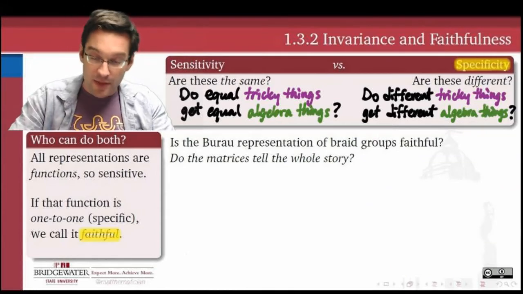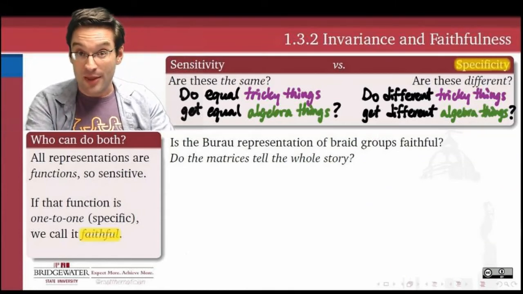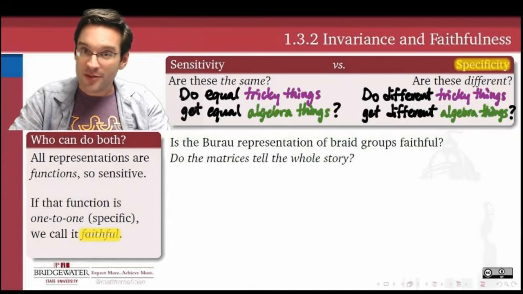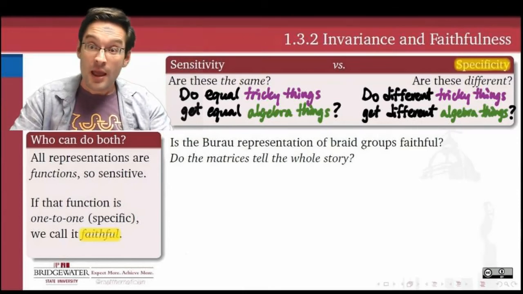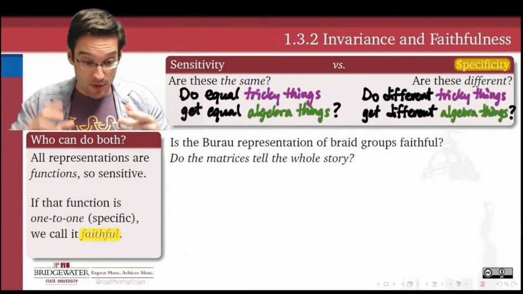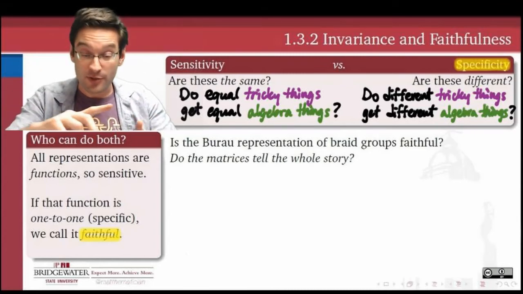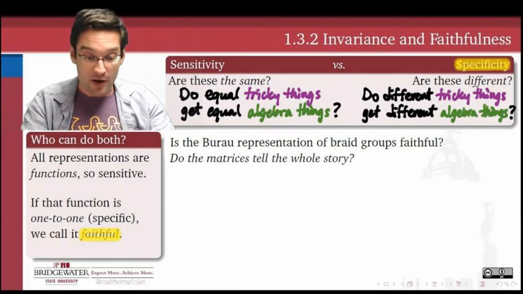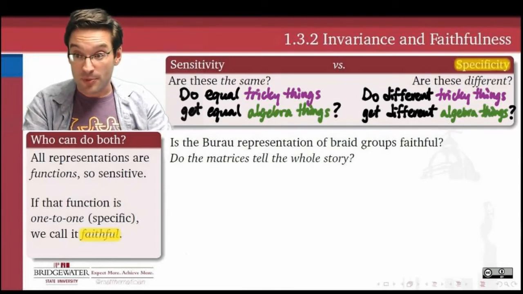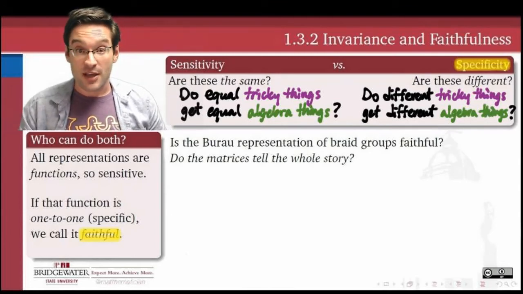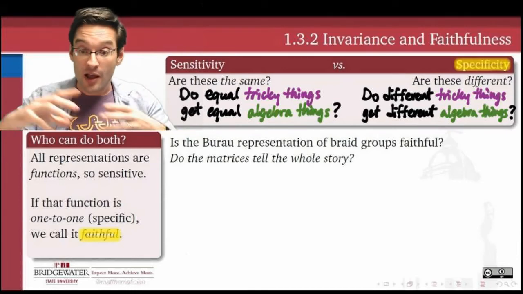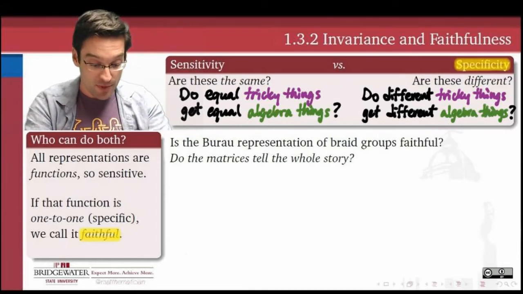So what do we know, if anything, about the braid groups and their representations? This is where things get really interesting and a little bit scary. So we want to ask this question about the Burau representation. Is the Burau representation, using the Laurent polynomials with the indeterminate t inside of our n by n matrices representing the braid groups, a faithful representation? Do these Burau matrices tell the entire story of the algebraic structure inside the braid groups?